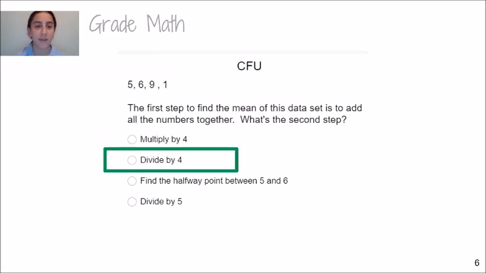If you wrote divide by 4, you were exactly right. There were 4 numbers in our data set. Therefore, the second step in finding the mean was to divide by 4.